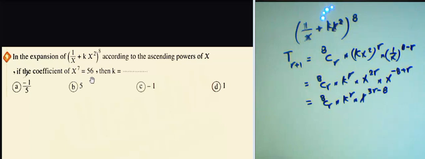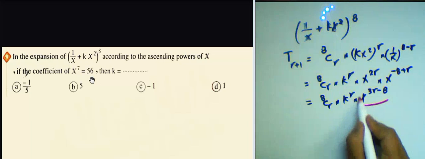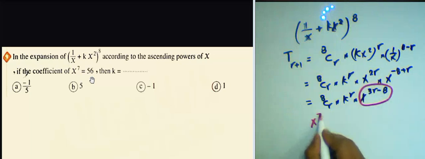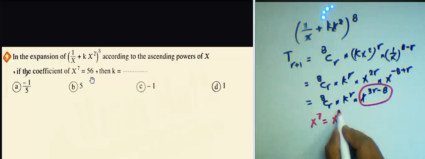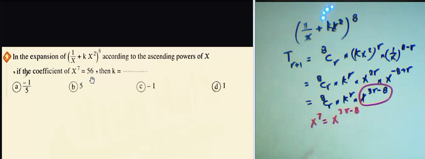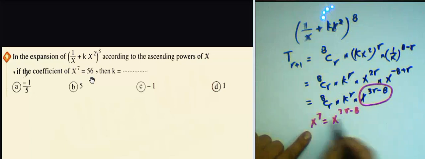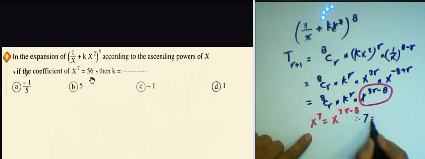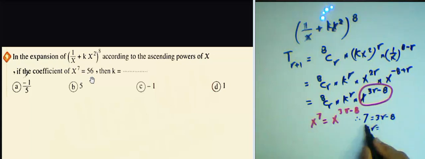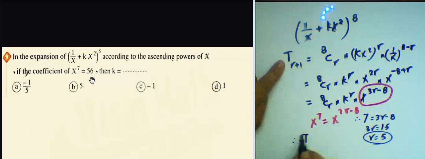Then you can write x power 7 will be equal to x power 3r minus 8, to know r. We know base equal base, then the power equals the power, so 7 will be equal to 3r minus 8, and 3r will be equal to 7 plus 8 equals 15, divided by 3, then r equals 5. Then the term here will be term 6.